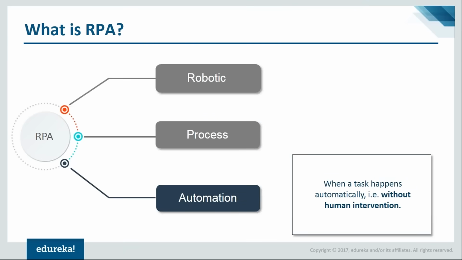And then is automation. Automation basically means doing a task without human intervention. So if an entity does a task without human intervention, that entity is said to be automated, all right? Let's conclude what we just said. Robotic means mimicking human behavior to do a particular task, that is process, without human intervention, right? So that is termed as RPA.